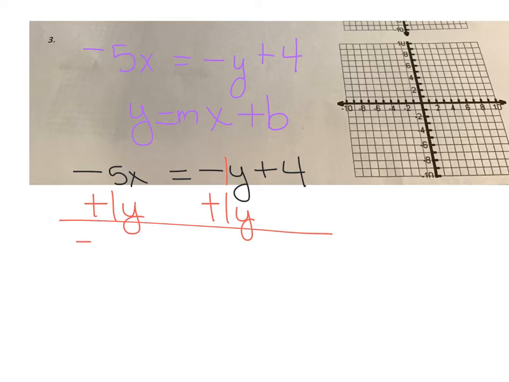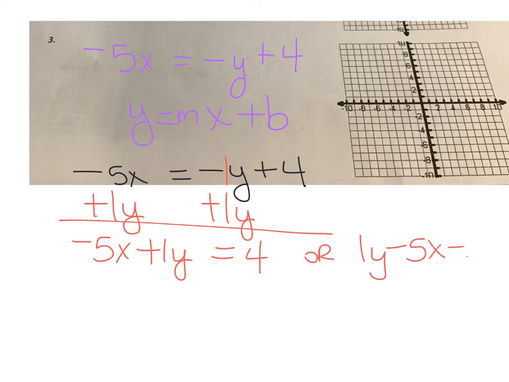I could either write it as negative 5x plus 1y equals 4, or I could write 1y minus 5x equals 4. Either way, okay? But still, I'm not even close to my formula. So just like in the last problem, I'm going to circle my 1y. I could do it over here too. I'll do it both ways. I want to get that 1y by itself. So I want to leave the 1y on the left, but I want to move that negative 5x to the right.